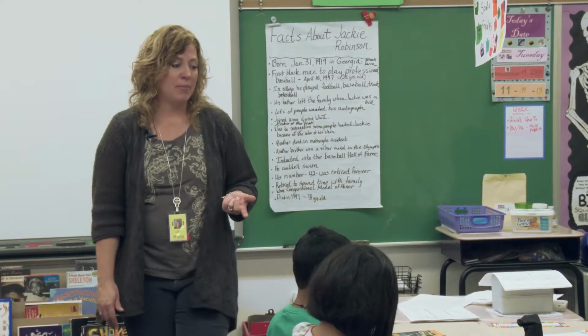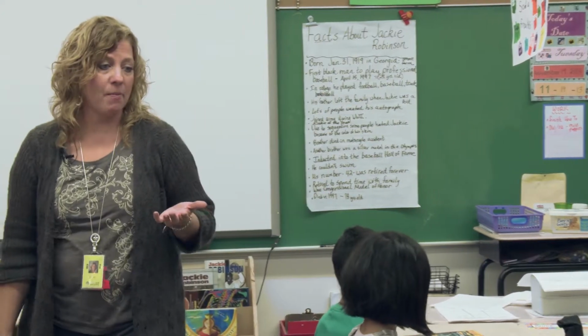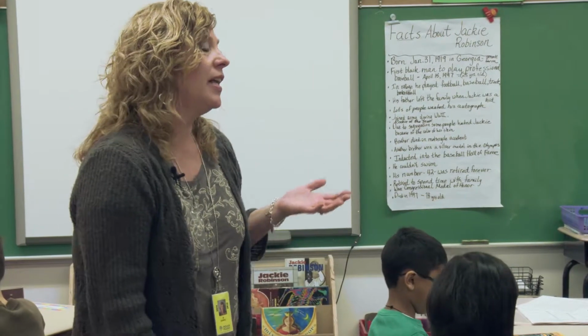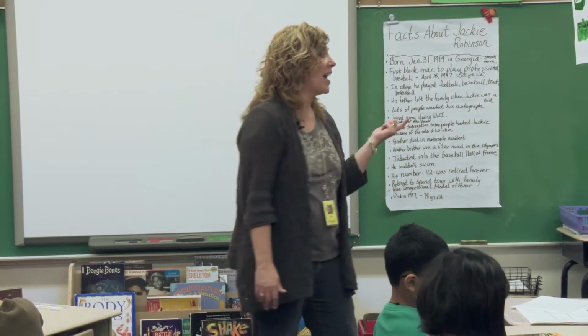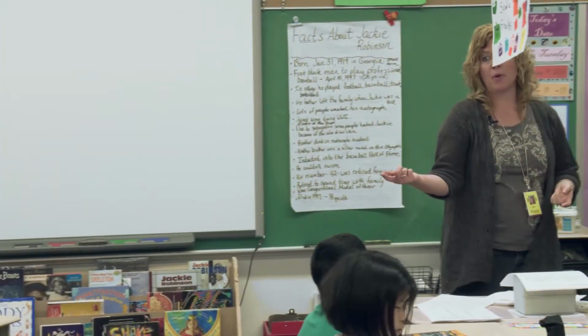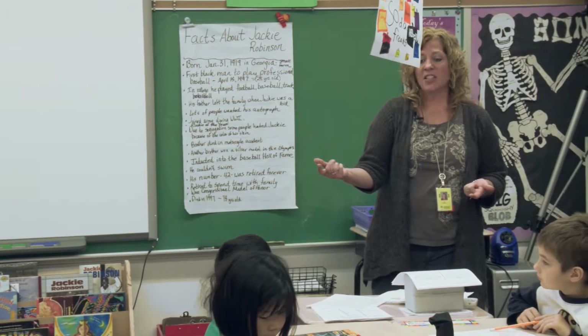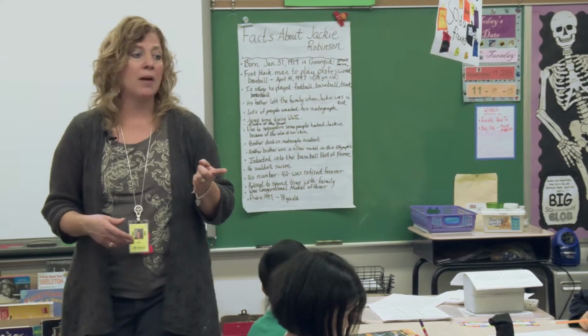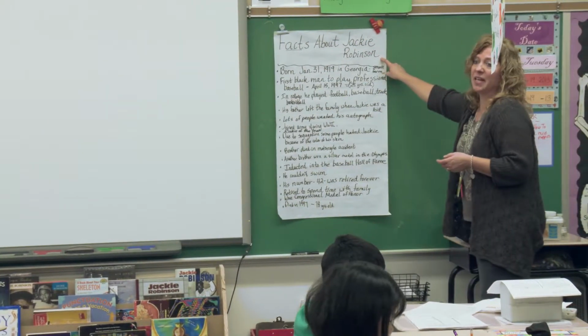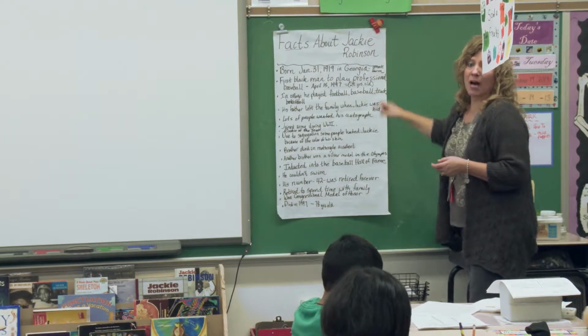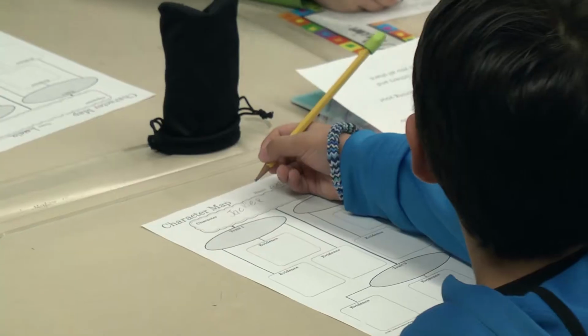And so your job, if you look at this, it's a character map. Because we're going to really think about how we would describe Jackie Robinson to somebody who may not know him. Somebody who may not have read these two books. And so at the top of the character map, I would like you to write Jackie Robinson. And it's right here, so you want to make sure that you spell his name correctly. So copy that down in the big bubble at the top, because he is our character.